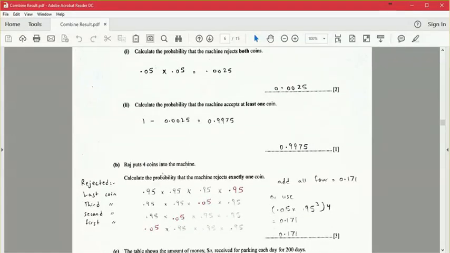Then he says Raj puts 4 coins into the machine. Calculate the probability that the machine rejects exactly 1 coin.